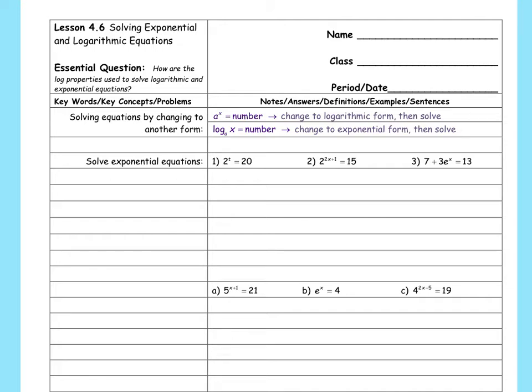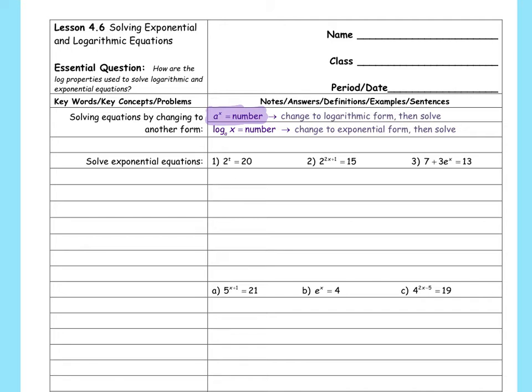So if my form is a to the x equals some number, first of all, I'm going to make sure there's only a to the x on one side of my equal sign. It doesn't matter if it's on the right or the left, but it's just a to the x. It's some power to the x. Something to the x power is by itself, and it equals some number. Then I'm going to switch it to a logarithmic form and solve it from there.